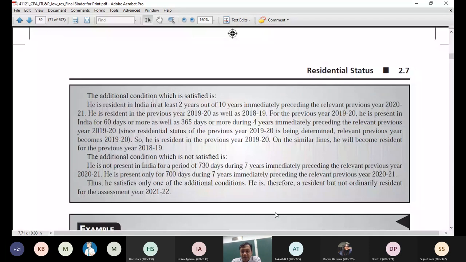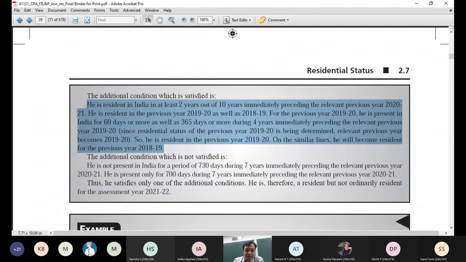Now which additional condition? Then you are also giving this reason. You cannot simply write that he satisfies only one of the additional conditions. You have to tell which is satisfied and why it is satisfied. You have to tell which is not satisfied and why it is not satisfied. So the additional condition which is satisfied is what? Now see the reading, a presentation. This should be the presentation.